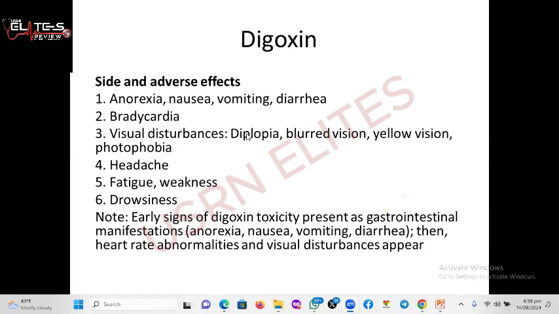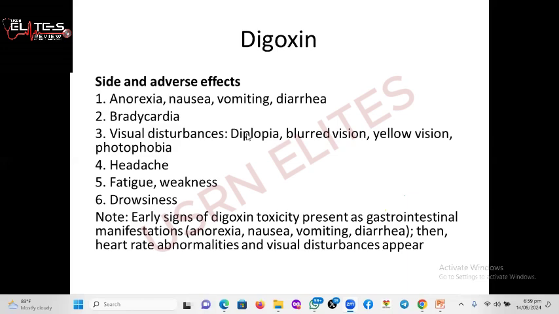Then other side effects or adverse effects that tell you that toxicity is developing include any form of visual disturbances or visual changes. If someone is on digoxin and they are complaining of visual changes, you need to know that they are developing toxic levels of the medication, and you need to stop the medication and inform the healthcare provider. Headache is also there, fatigue, drowsiness, and weakness. They are all there.